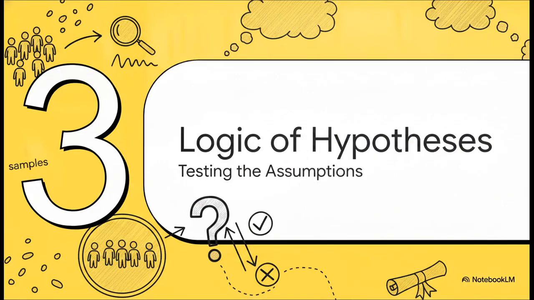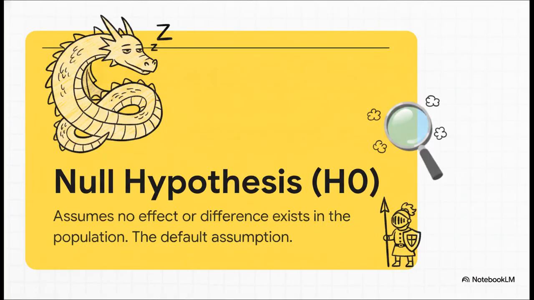Next up, Section 3, the logic of hypotheses. I always like to think of the null hypothesis as sort of like a dragon that the researcher has to slay. It's basically the default, kind of boring assumption that absolutely nothing interesting is happening. It assumes there's no effect, no relationship, no difference whatsoever in the broader population. And this stands in direct contrast to the alternative hypothesis, which is, of course, what the researcher is actually hoping to prove, that an effect or difference really does exist.